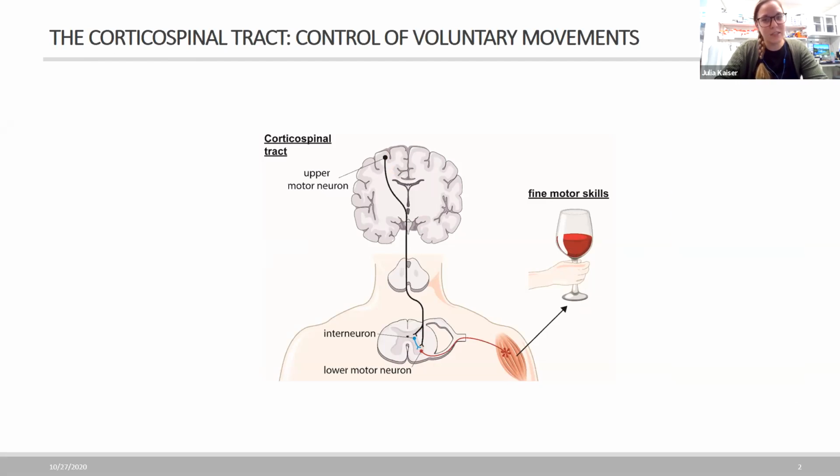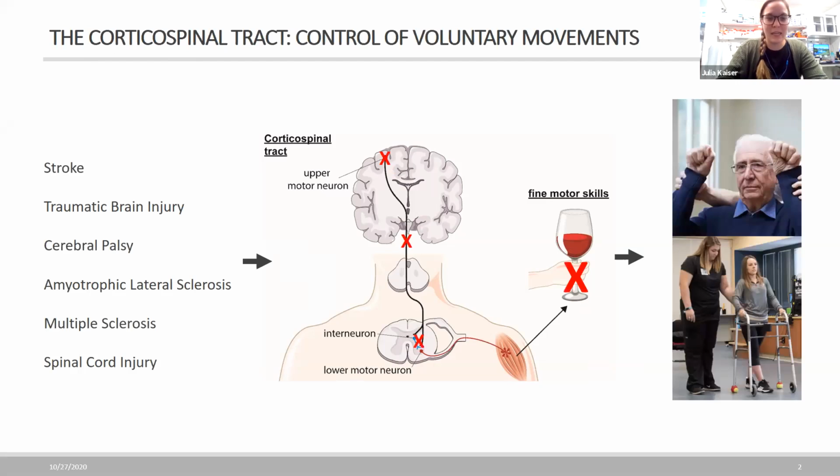And as you can imagine, a lesion to this corticospinal tract by any of the mentioned or many other diseases or neurological conditions will have a devastating impact on the quality of life and leave the patients at a point where they need care and assistance throughout their life. So that's obviously something that we want to be able to help them with in the future by regenerating.